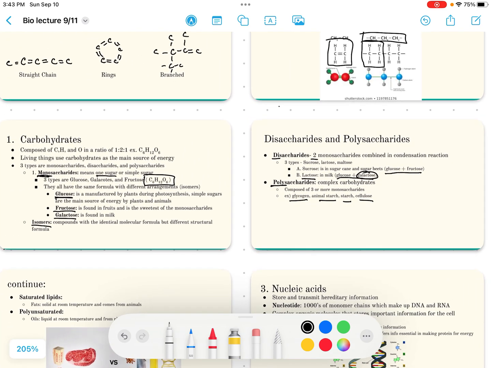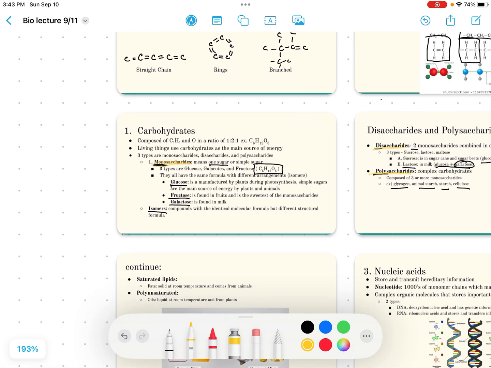So make sure you know the difference between a monosaccharide, a disaccharide, and a polysaccharide. Monosaccharides are glucose, fructose, galactose, just a simple sugar, just one sugar. Disaccharides are 2 monosaccharides combined together. And then we have polysaccharides, which are complex carbohydrates, 3 or more monosaccharides stuck together. So that's all of our carbohydrates.